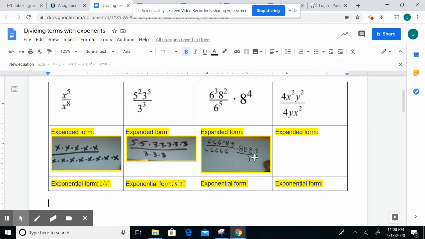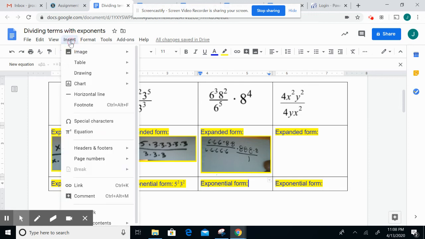Now, I put it over 1 to kind of help you out because those 4 8s go on the top. So when we go to combine everything, those 8s go with the 8s on the top. Anytime you have a number, you can write it over 1. That's fine. That's what I did there. Now, let's take a look at writing this as an equation.